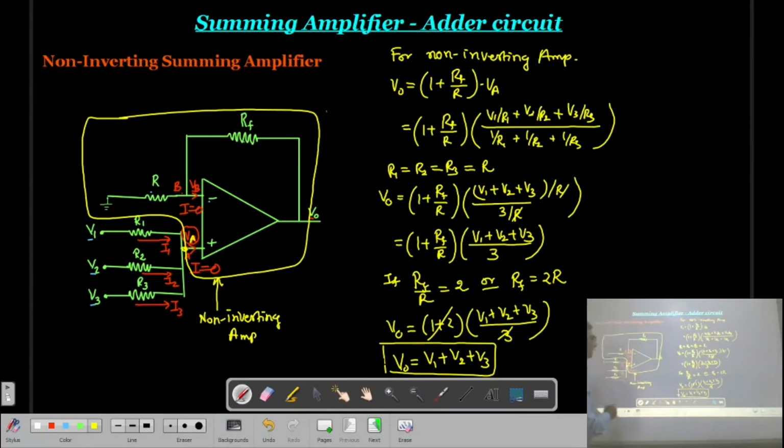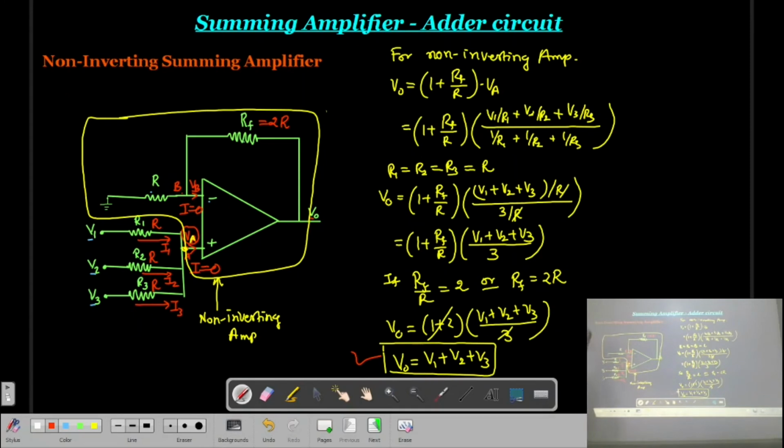So remember that here if this Rf is equal to 2R, and if this is R, this one is also R and R, you have the summation of these three voltages. This is known as a non-inverting summing amplifier.